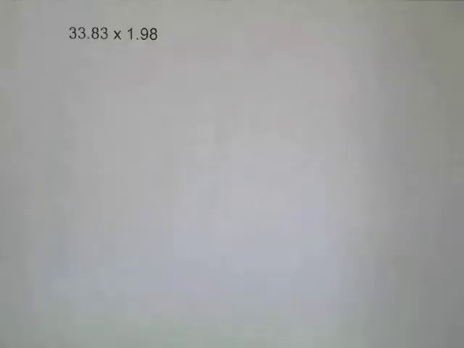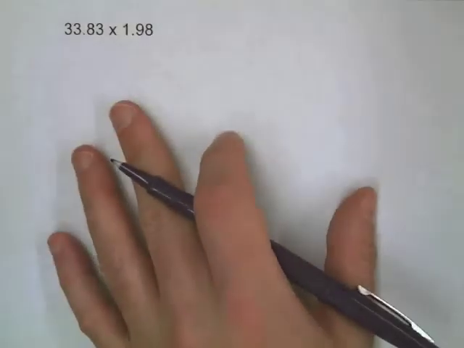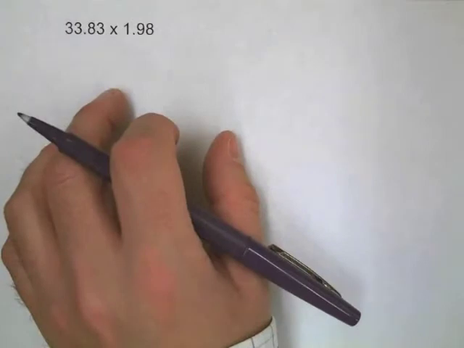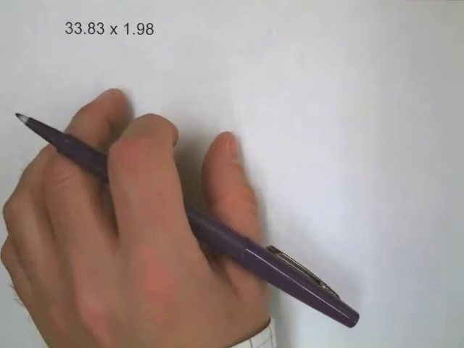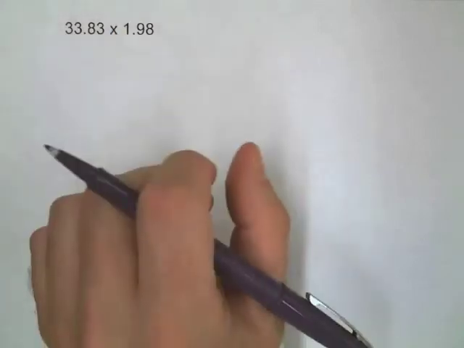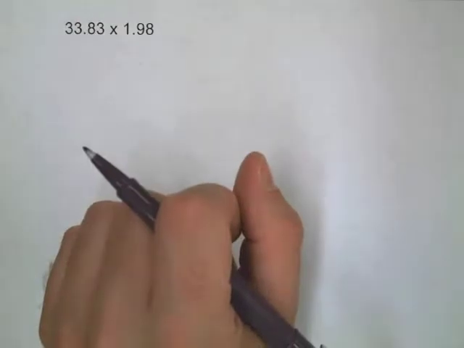Lesson 3-2, Example 3. Our objective is learning to estimate decimal sums, differences, products, and quotients. And here we have multiplication. We have two decimal numbers that are being multiplied. And you might look at that and go, oh, okay, I'm going to have to do a little work here. But maybe we don't need an exact answer. Maybe an estimate is good enough. Maybe we just need to know about what this answer is.